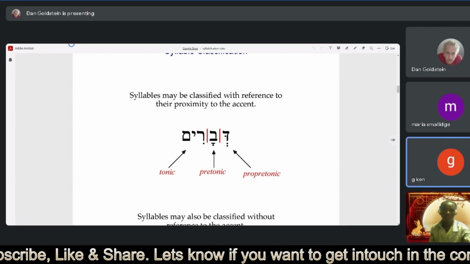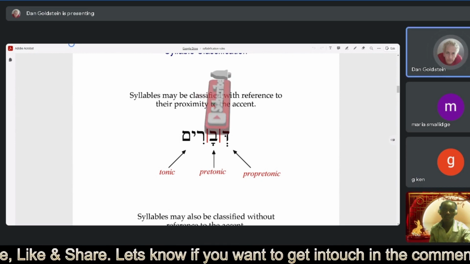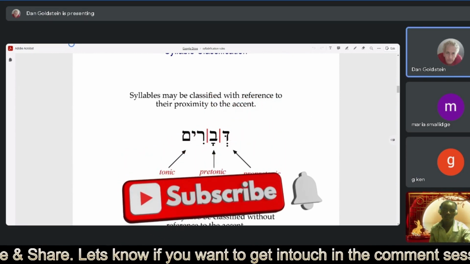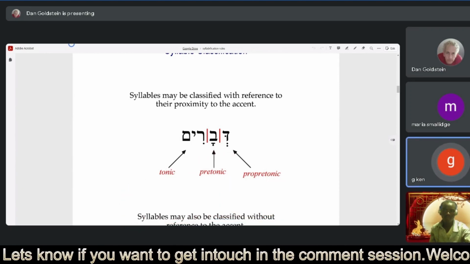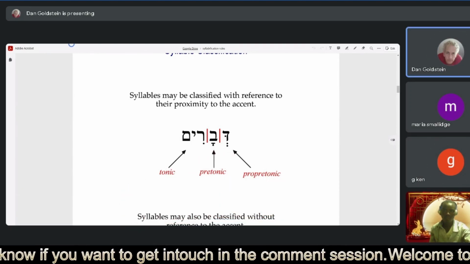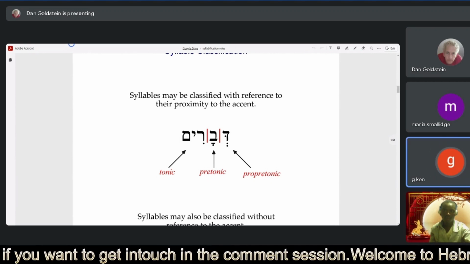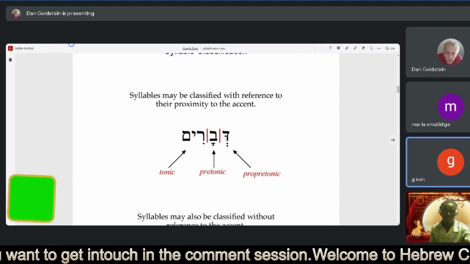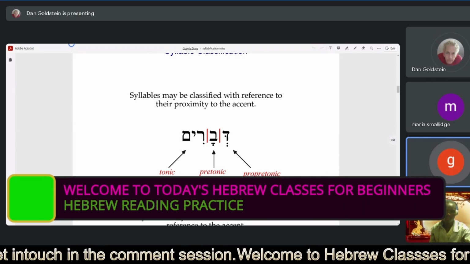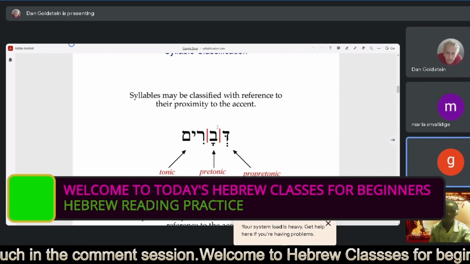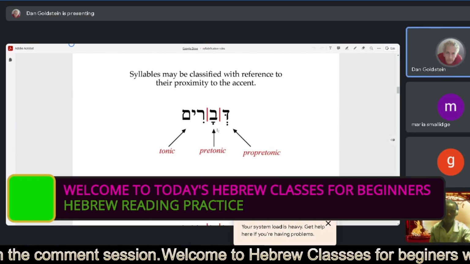Davarim. Very good. Da is an open syllable. Correct. Va is also an open syllable. Then verim is a closed one. Well done.